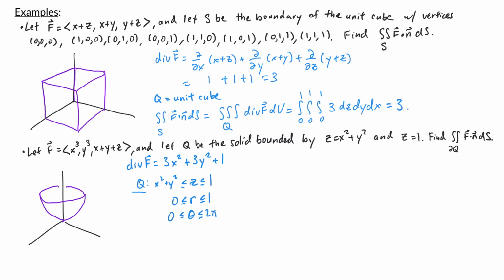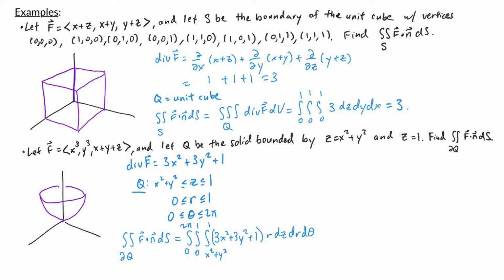So the flux of F over the boundary of Q is the double integral over the boundary of Q of F dot n dS. That's going to be the triple integral of the divergence of F. So that's 3x squared plus 3y squared plus 1. And then we're doing this in cylindrical coordinates. So we have r dz dr d theta, where my z goes from x squared plus y squared to 1, my r goes from 0 to 1, and my theta goes from 0 to 2 pi.